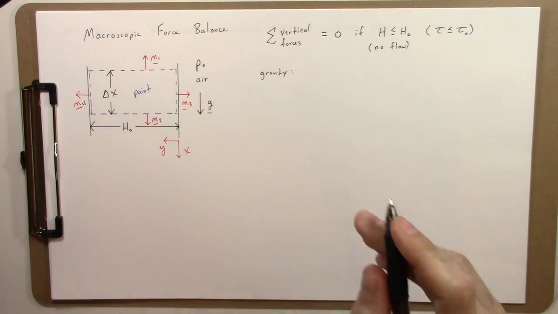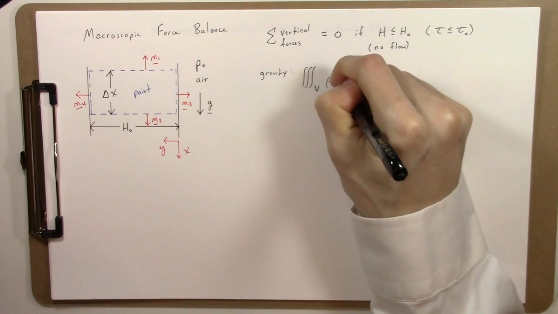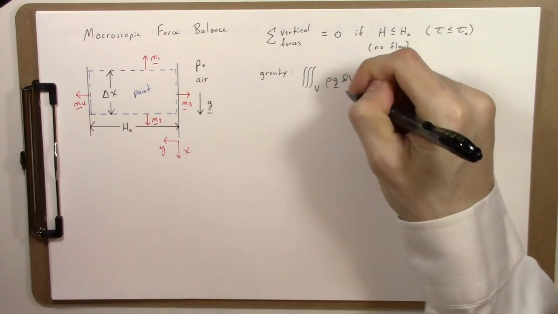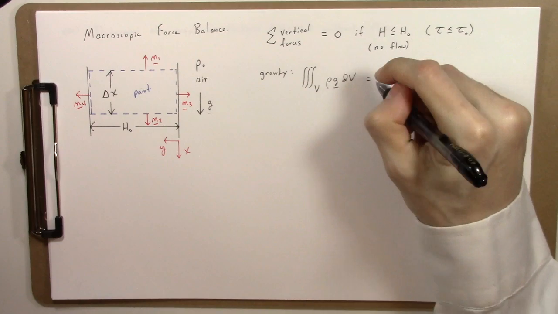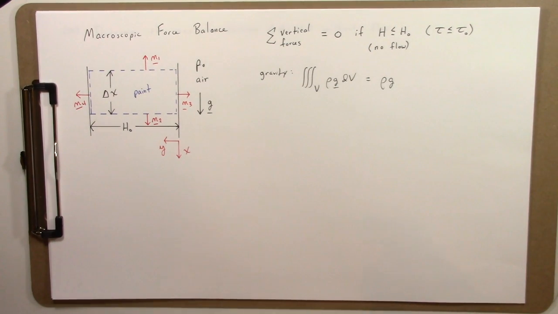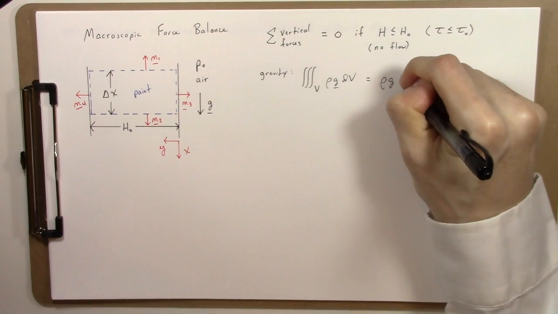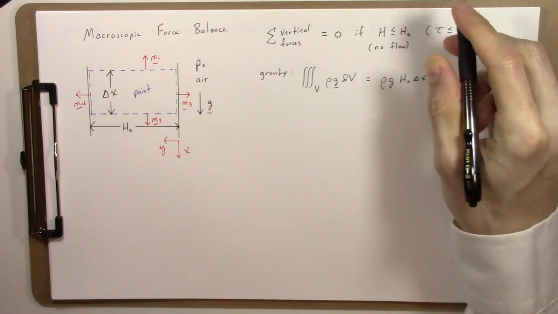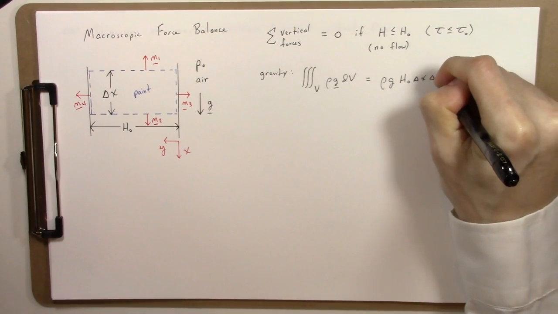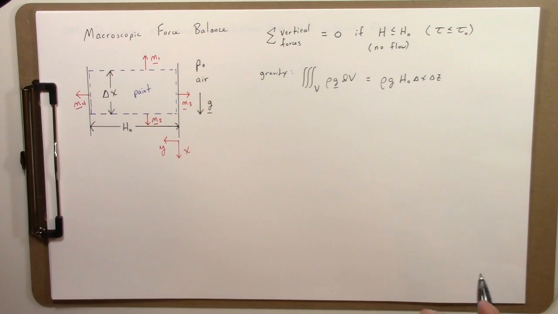So what's the effect of gravity? Well, we integrate over the control volume ρg dV, and this would be ρg times the volume of this thing. The volume will be h₀ Δx, and let's say Δz in the third dimension to give it units of volume. So Δz can be whatever you want it to be. It doesn't matter because it's really 2D.